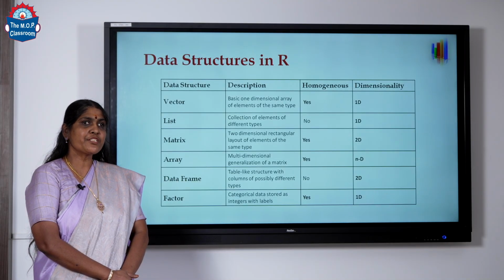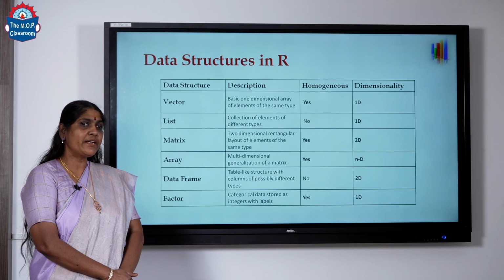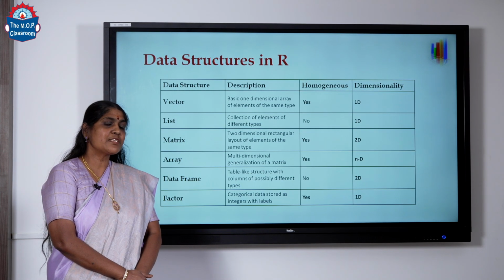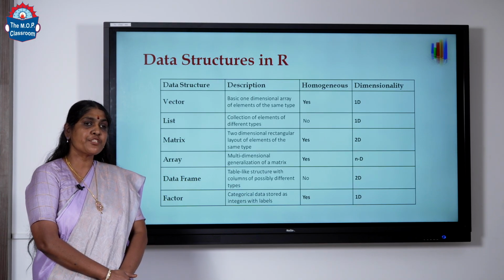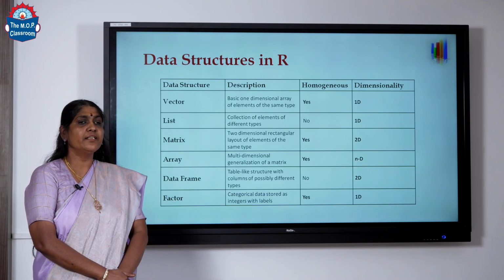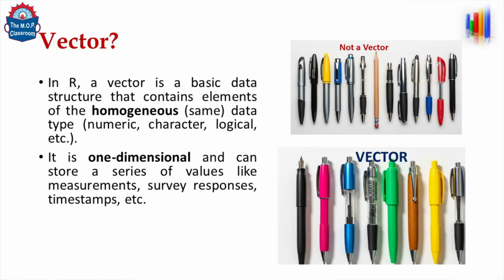Vector is a one-dimensional storage, whereas list is a one-dimensional heterogeneous storage, and matrix is a two-dimensional storage, and an array is a multidimensional storage. A data frame is a multidimensional storage with heterogeneous data, and a factor is a categorical data storage unit. Now let us move on with the basic data structure, that is the vector.